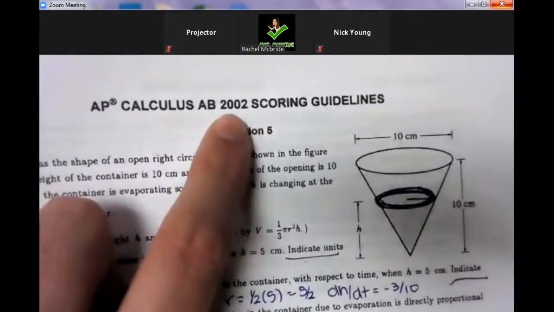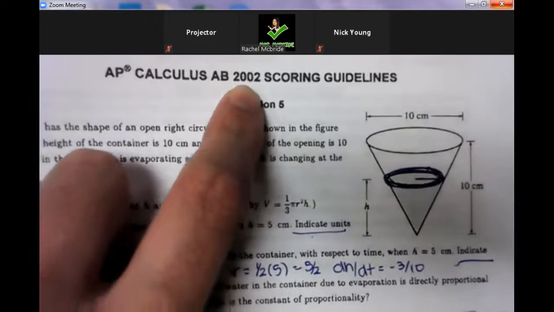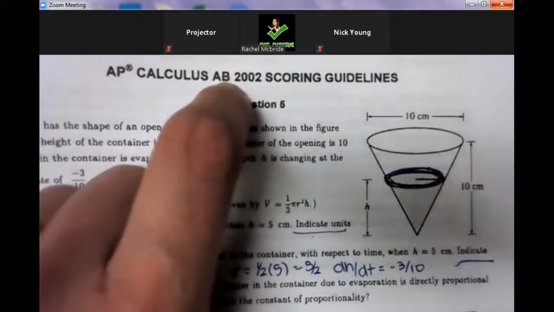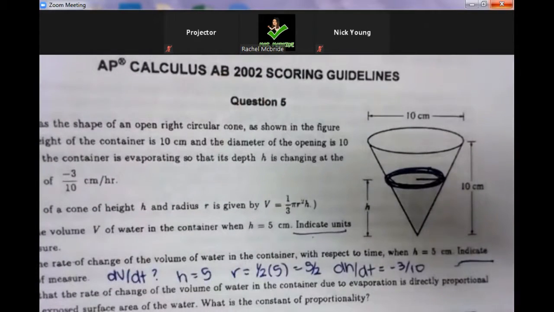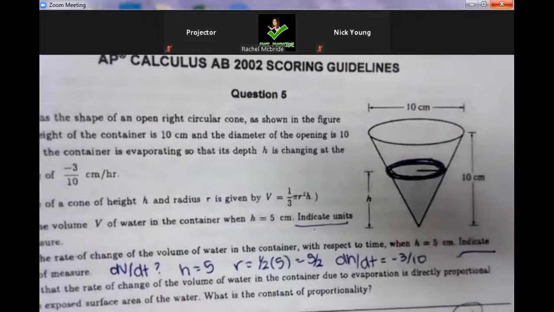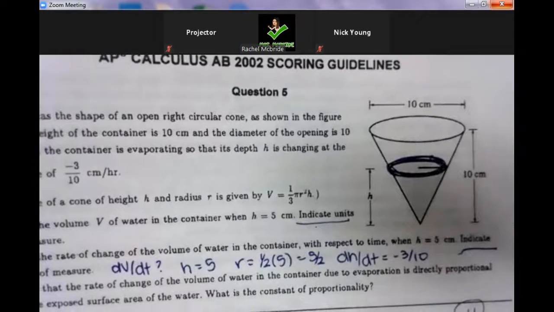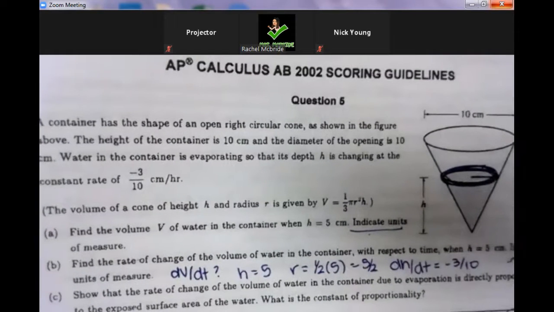Now again, this one, like I said, is actually as old as you. You guys were born in 2002? Yeah, this one is a little bit older. It's just a really easy question in which you can do all parts. It's hard now to find a related rates question that's just related rates. The point divvying out on this would not be accurate to the points we would see on a future AP exam.